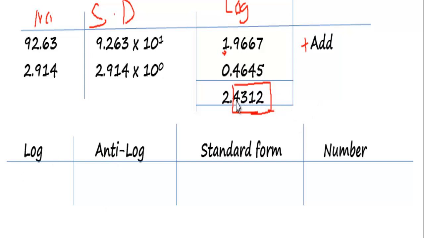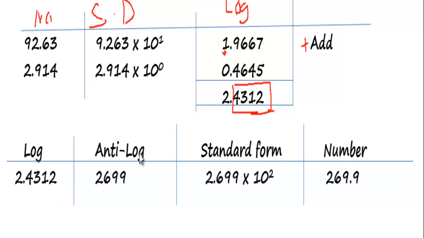Log, which is 2.4312. Let me show you 2.4312. And the antilog will be, you now say 43 under 1 difference 2. This is where you are going to start. So when you see 43 under 1, you write it down and go far into the difference 2. The number you saw there, you add it to 43 under 1. You are now going to get 2699.